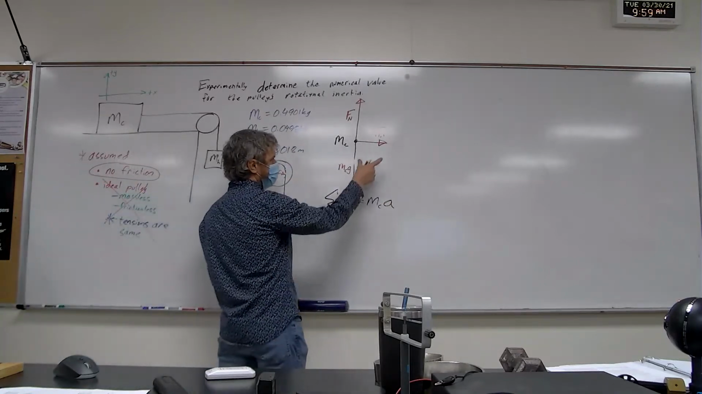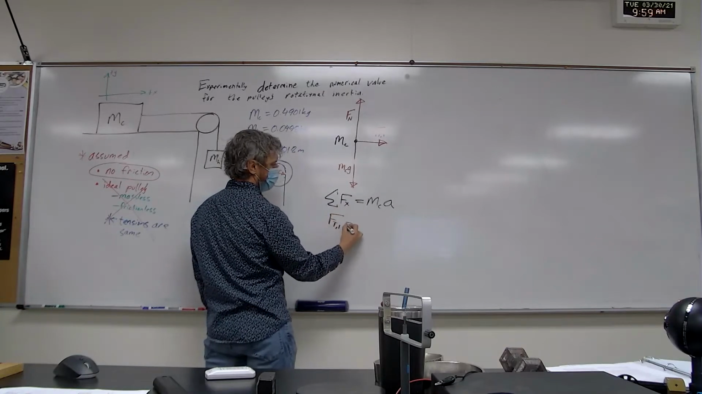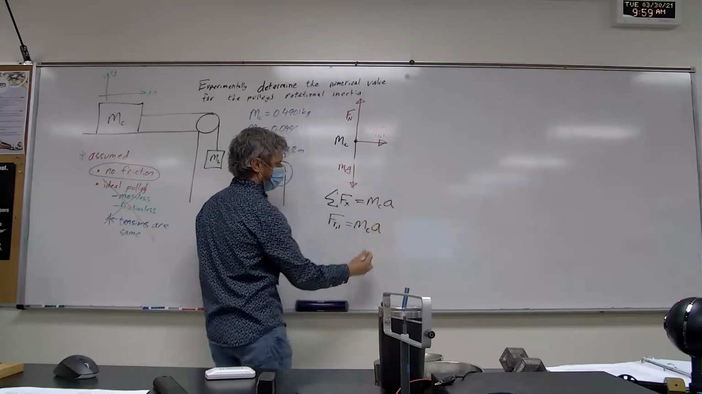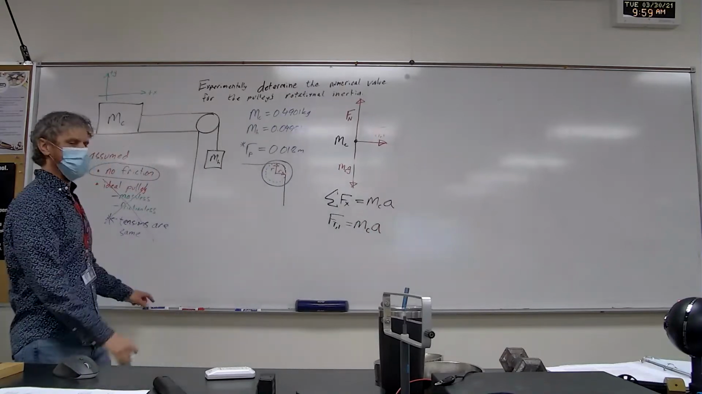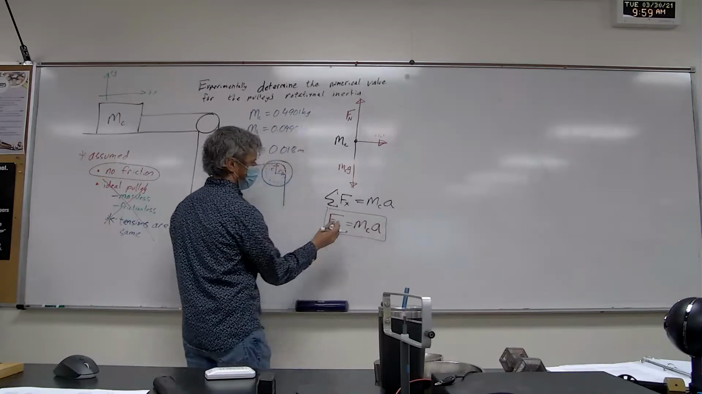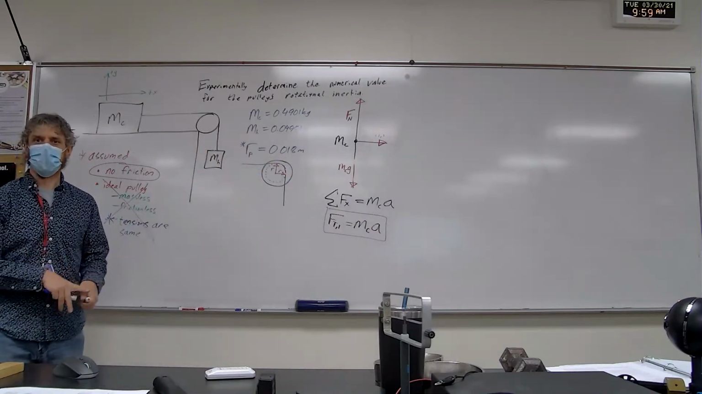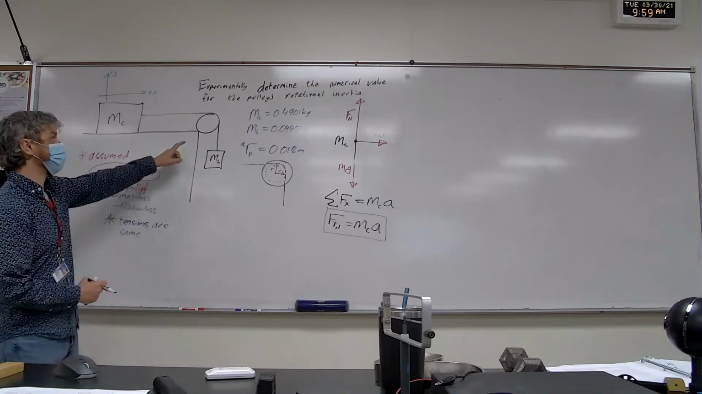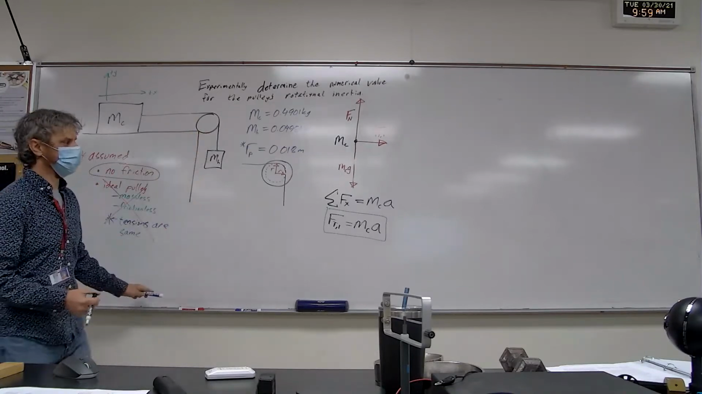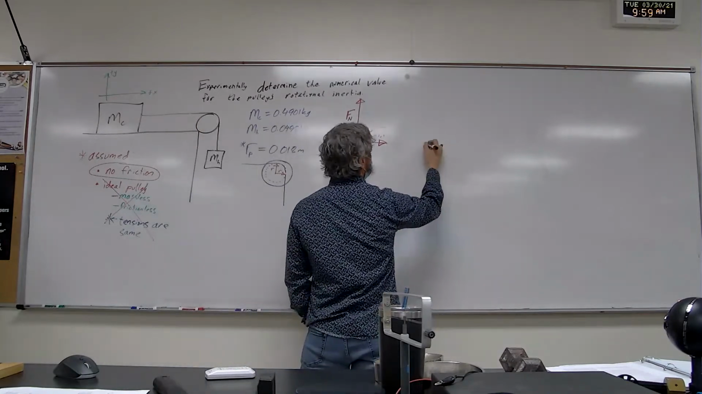Net force in the x direction, I only have one force. Tension force 1 is equal to the mass of the cart times the resulting acceleration. There's an equation with one of my unknowns. Again, the acceleration sometimes is an unknown. In this case, we're actually going to experimentally determine that so we can get a numerical value for the rotational inertia of the pulley.